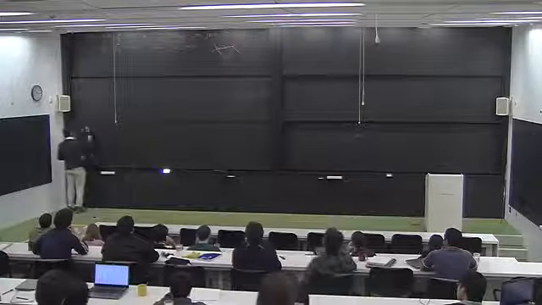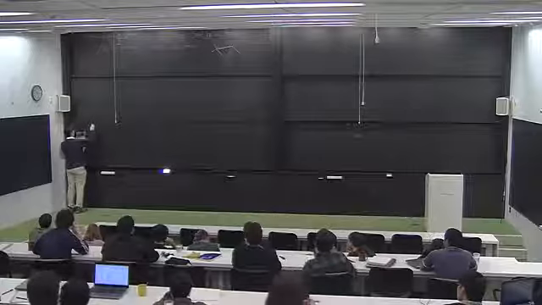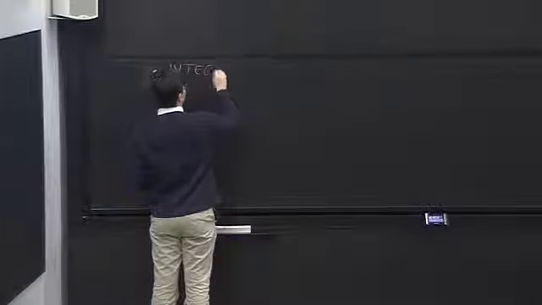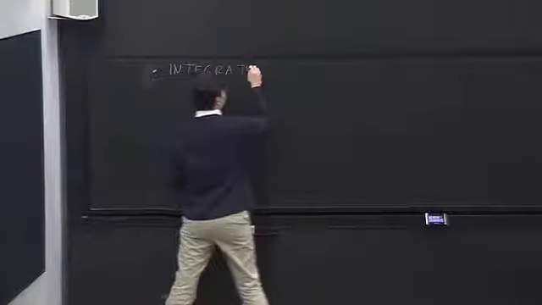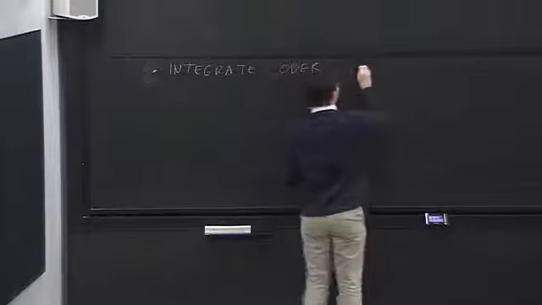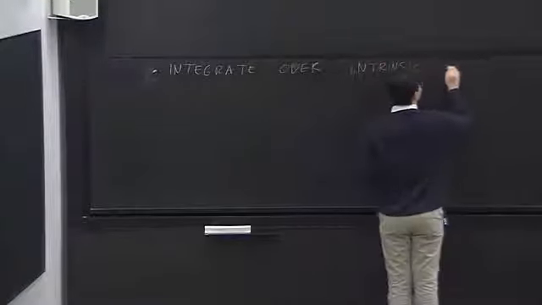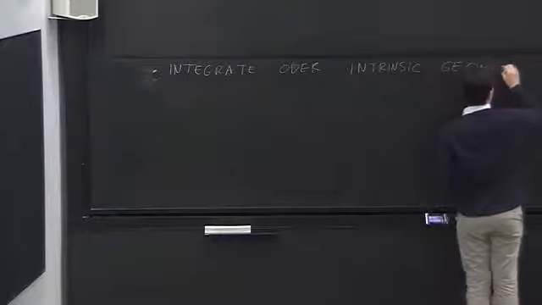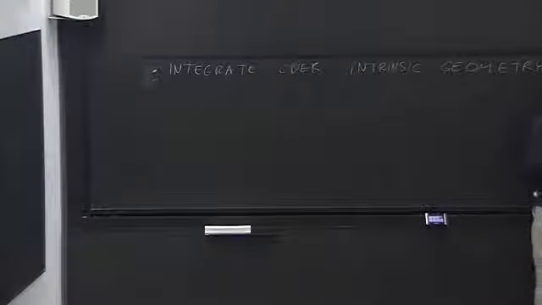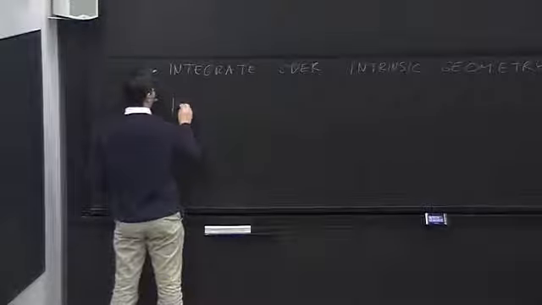Okay. So to get our amplitude, we do two things. We integrate over the intrinsic geometry of your diagram, and then you integrate over all the ways that diagram is embedded.